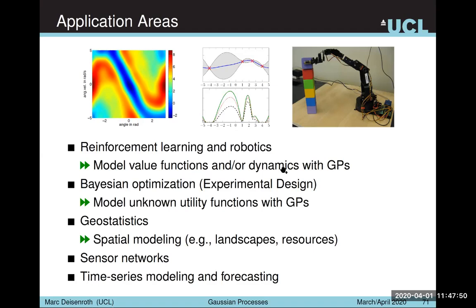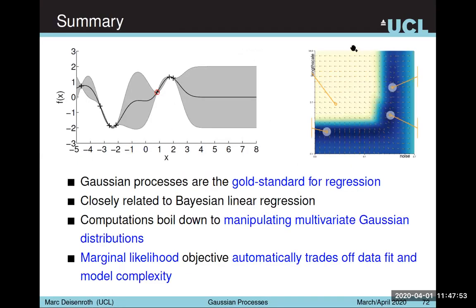So, let me quickly summarize what we talked about in the last 2 days. Gaussian processes are, I would say, the gold standard for regression problems. And the reason for this is that they give us reasonable error bars. They are closely related to linear regression, but they automatically trade off data fit and model complexity through the marginal likelihood. And that is actually a really nice thing that the Gaussian process does.